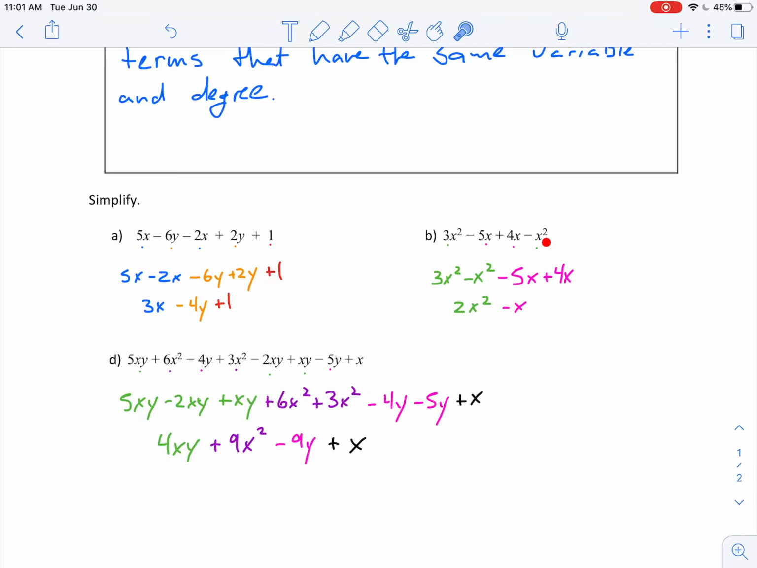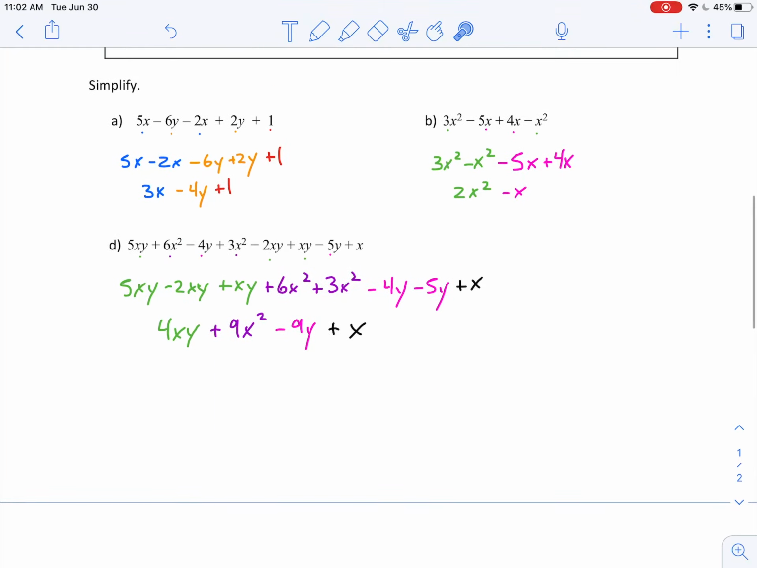Second example here, 3x squared minus 5x plus 4x minus x squared. I like to put the highest degrees on the left. So the highest degrees that I see are squared. So I have a 3x squared and I have a negative x squared. Put those together and I'm just arranging it so that now I have negative 5x plus 4x, so it's just easier for me to see our like terms. I can go ahead and collect like terms. 3x squared minus x squared gives me 2x squared. Negative 5x plus 4x simply gives me negative x.